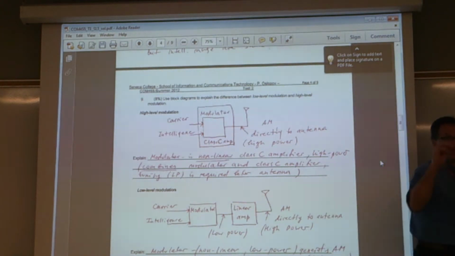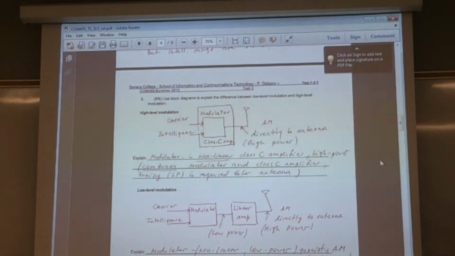If you use the words linear, non-linear, high power, low power, it's nothing to do with high frequency, low frequency. It's all about power.